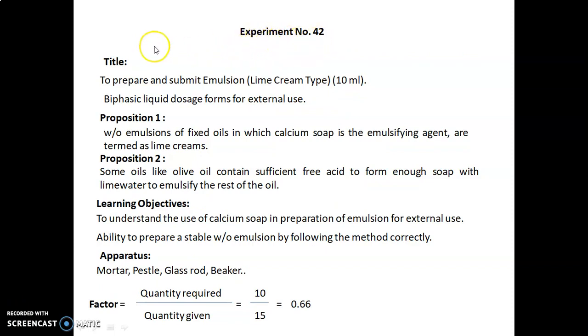Experiment number 42. The title of this experiment is to prepare and submit the emulsion, that is lime cream, type 10 ml. This is a biphasic liquid dosage form for external use.